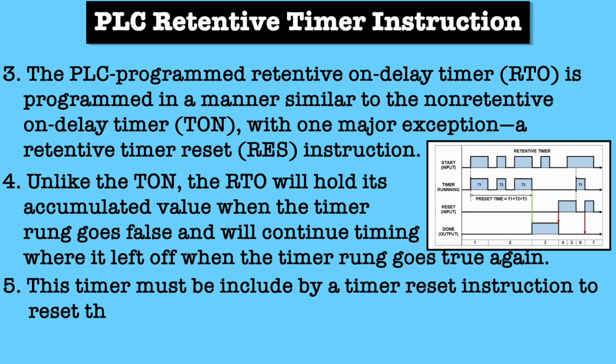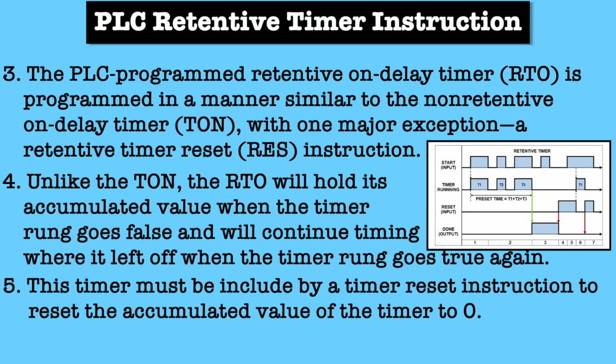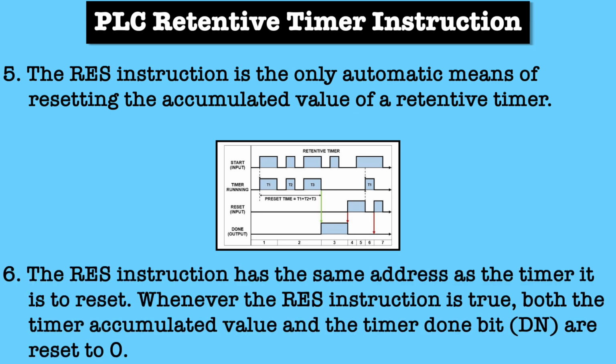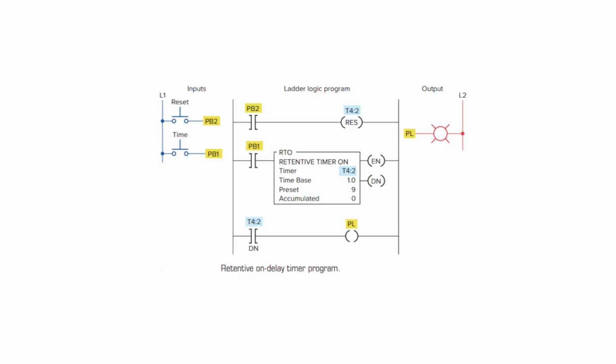This timer must include a timer reset instruction to reset the accumulated value of the timer to 0. The RES instruction is the only automatic means of resetting the accumulated value of a retentive timer. The RES instruction has the same address as the timer it is to reset. Whenever the RES instruction is true, both the timer accumulated value and the timer done bit are reset to 0. Let's see the program.